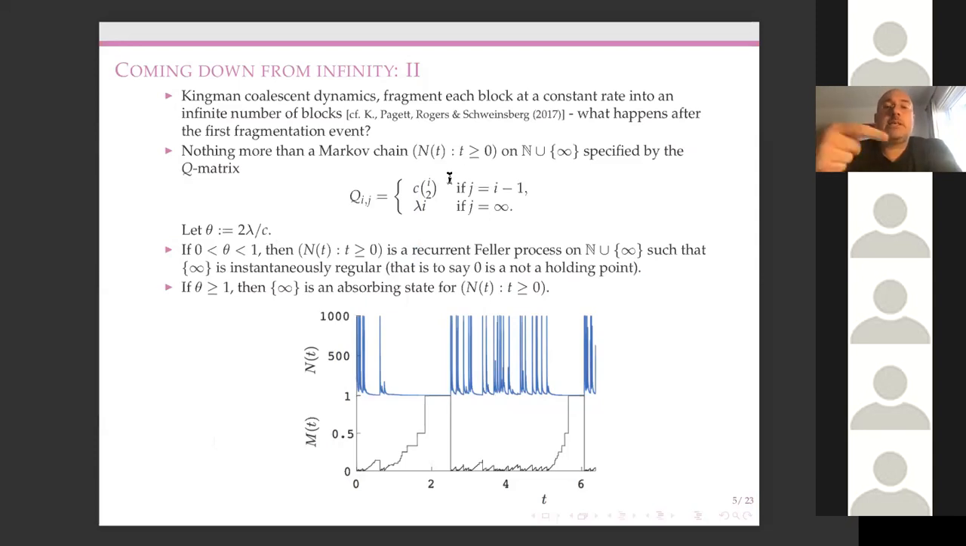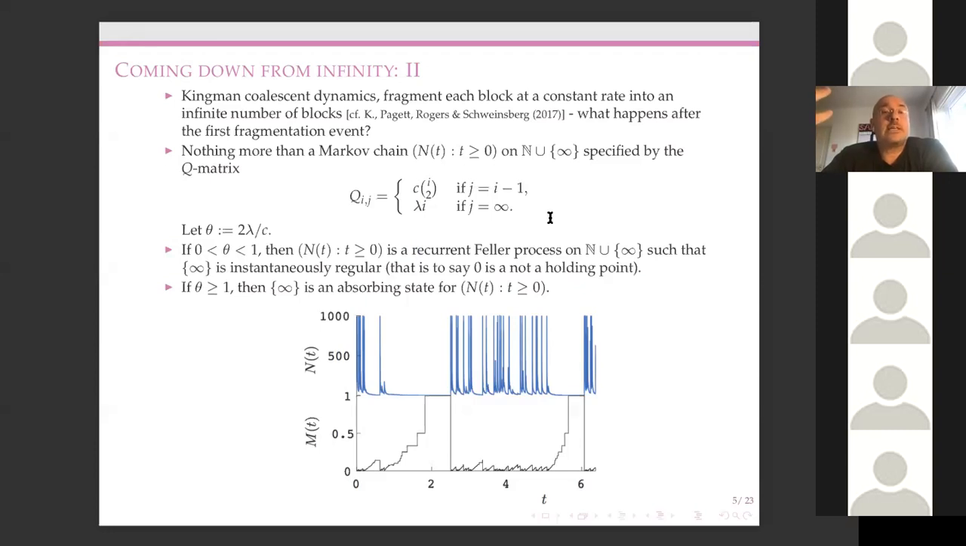But then we're going to split each block at rate lambda, so total rate lambda I if there are I blocks in the system. And we're going to smash them into an infinite number of pieces. So we're going to send the system up to its boundary point plus infinity. And so the question one might ask is, can one come down from infinity? Is infinity a point that we can include in the state space and expect a sensible process?